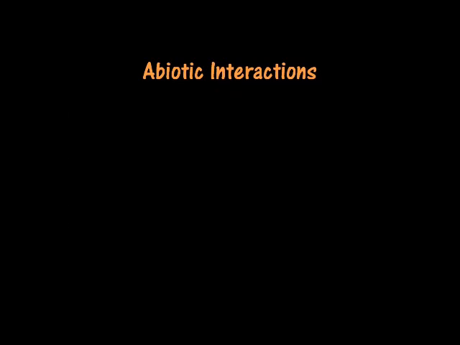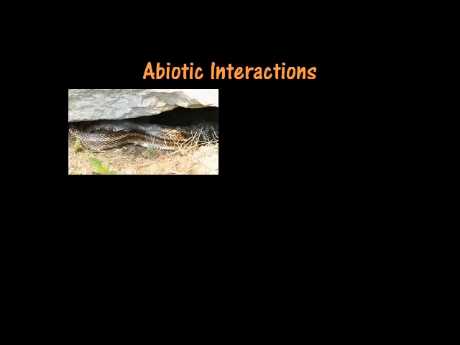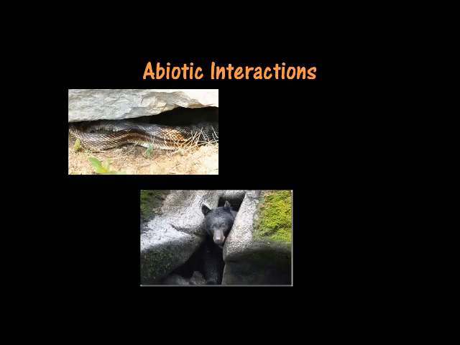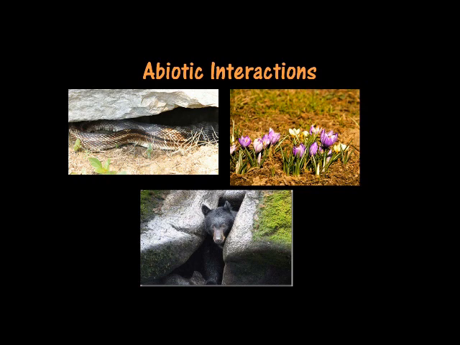Rocks, soil, and minerals provide several uses for organisms. Animals use rocks and soil for shelter. Plants use soil to grow in, and they also use minerals in the soil. This is an example of an abiotic interaction. Without rocks, soil, and minerals, the organisms in ecosystems would not be able to survive.